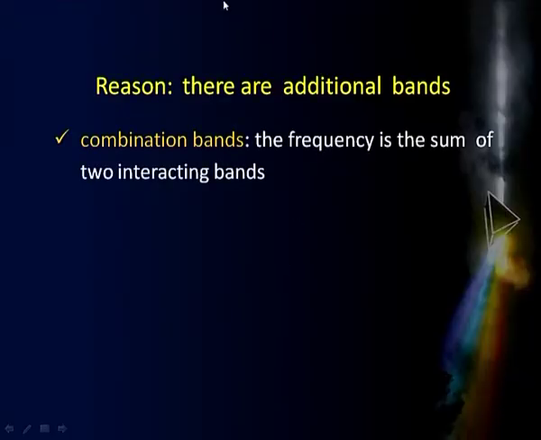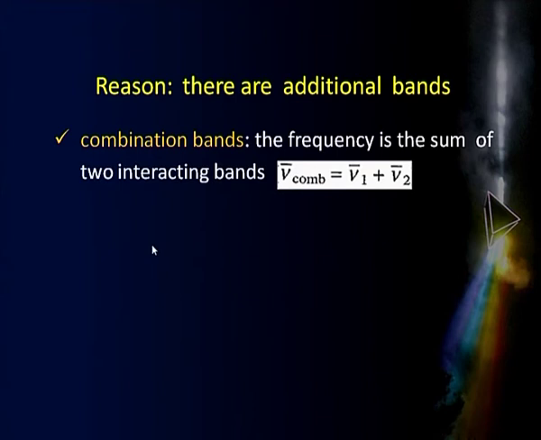The reason is that, in addition to what we have just talked about, the fundamental, the first overtone, the second overtone, there are many more bands which come up. Some of these happen to be combination bands. The frequency of such a band is the sum of 2 interacting bands. Suppose there are 2 fundamentals, say nu 1 and nu 2. You can have a band coming at nu 1 plus nu 2. That is a combination band.